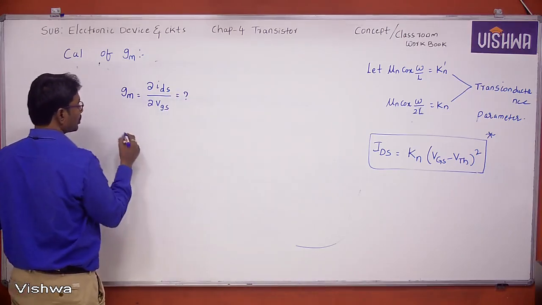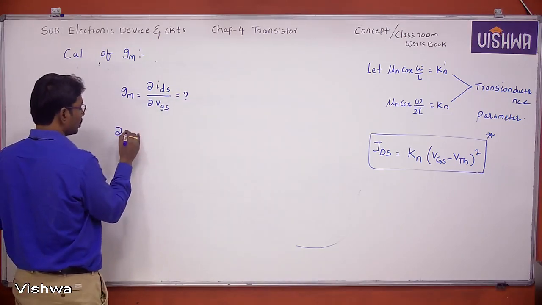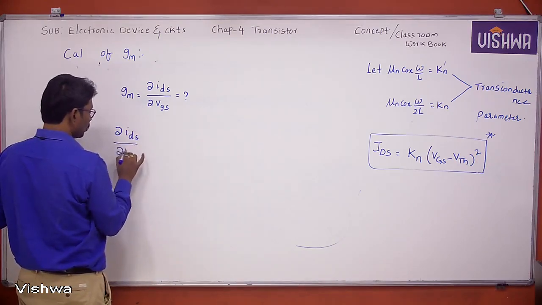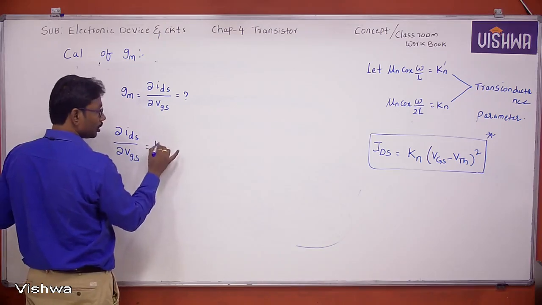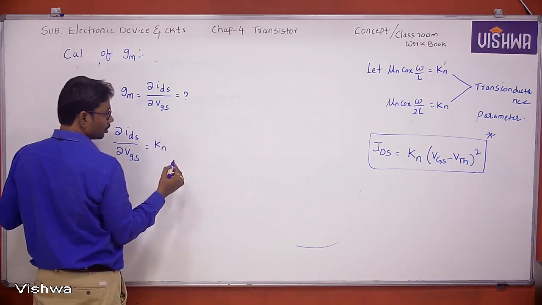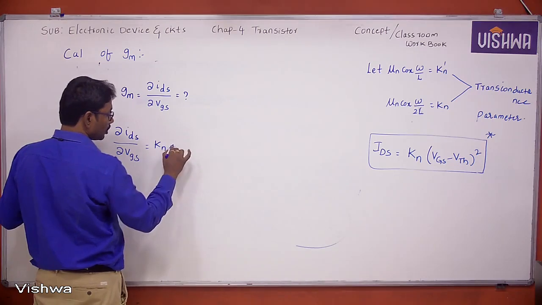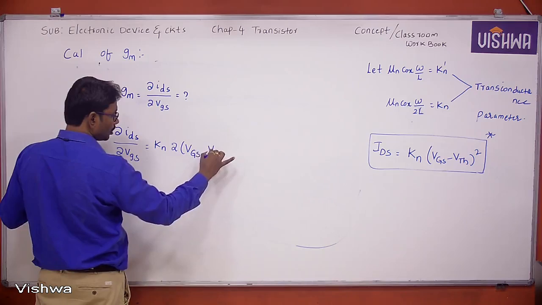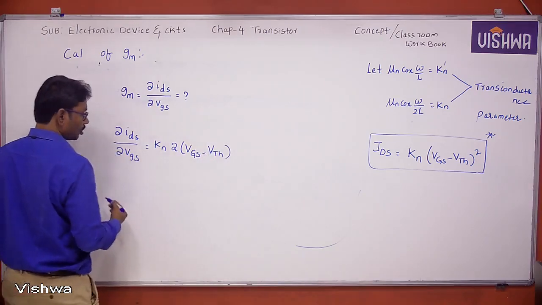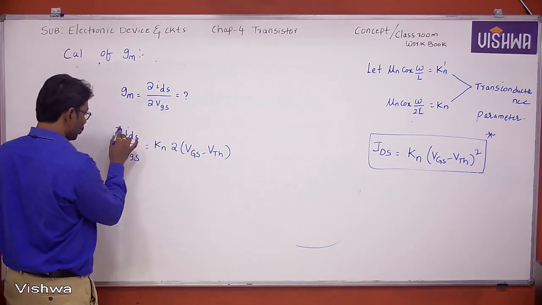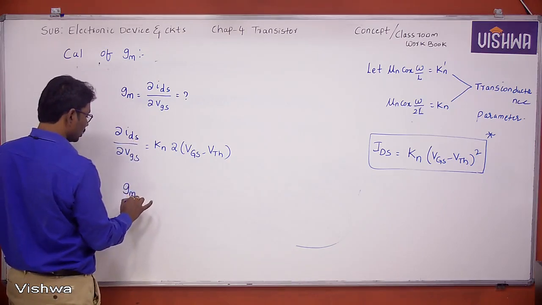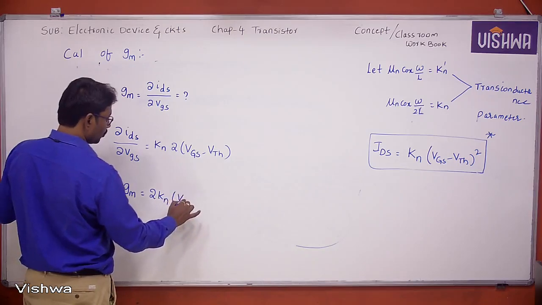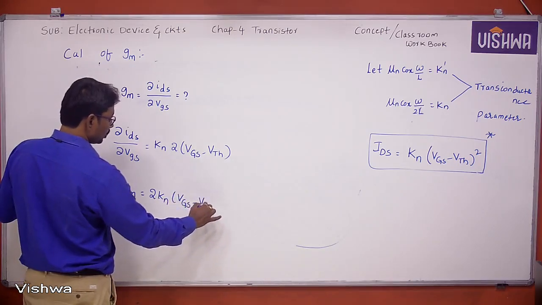Differentiate this equation, in saturation actually. What is the differentiation? ∂IDS by ∂VGS is equal to Kn into the differentiation of (VGS minus VTH) whole square. Simply it is 2 into (VGS minus VTH). Now what is this? This is nothing but gm. Now 2Kn into (VGS minus VTH).